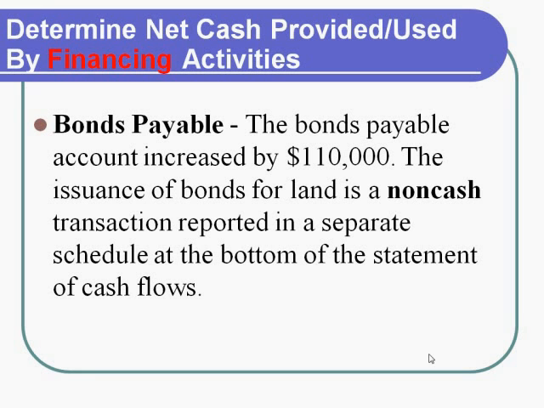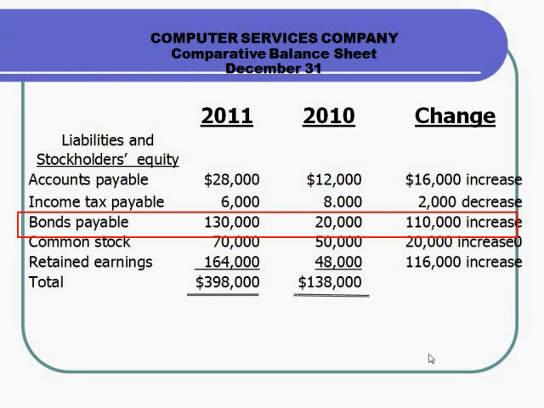Okay, so we are done with the assets. We've accounted for all of them. We are done with the current liabilities. Now we're going to the long-term liabilities. And long-term liabilities and stockholders' equity will be reported in the financing section of the cash flow report. So as a reminder, bonds payable went up $110,000. We've already accounted for that. It's listed in the footnote at the bottom of the cash flow report, so we don't need to use it a second time.